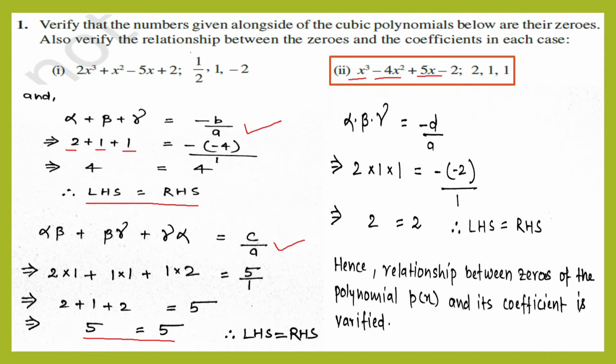In the third relationship, alpha into beta into gamma equal to minus d by a. So we'll put the values of alpha, beta, gamma, and value of d is the constant in the given polynomial, that is -2. We will again get that both sides of these equations are equal and LHS equal to RHS. Hence, our third relationship is also verified, and hence we can say that the relationship between zeros of the polynomial p of x and its coefficients is verified.